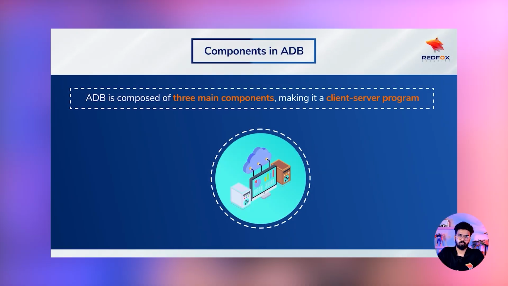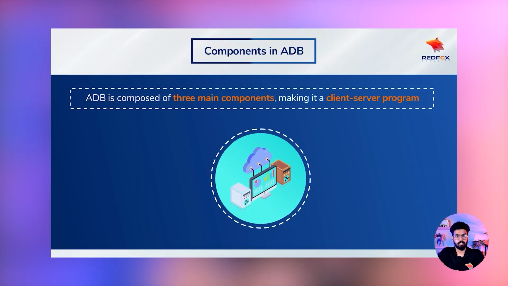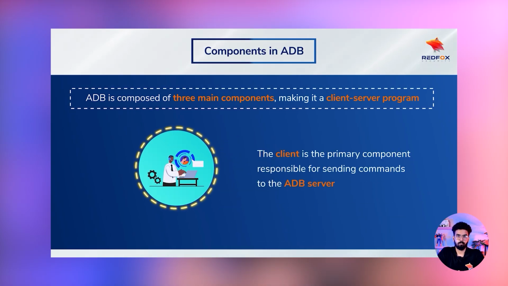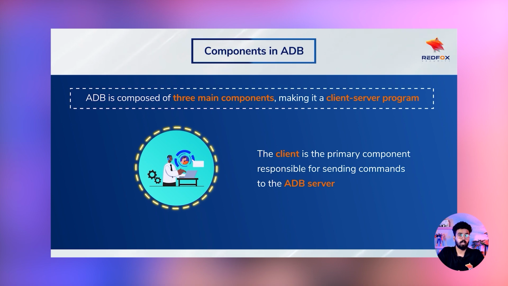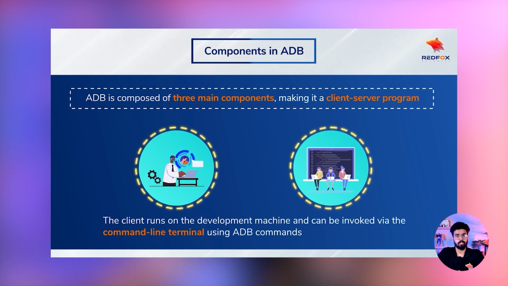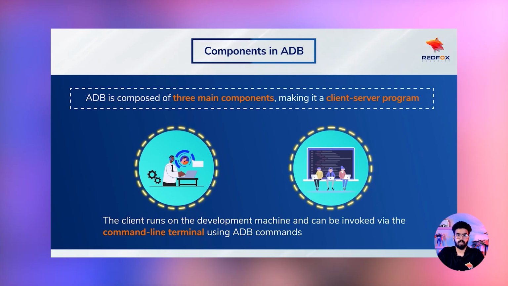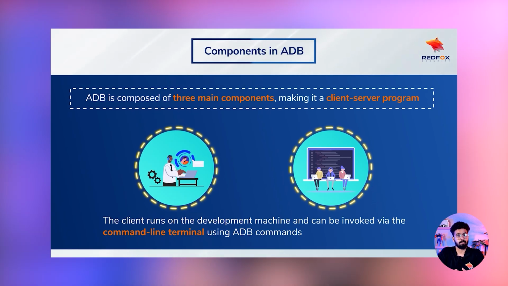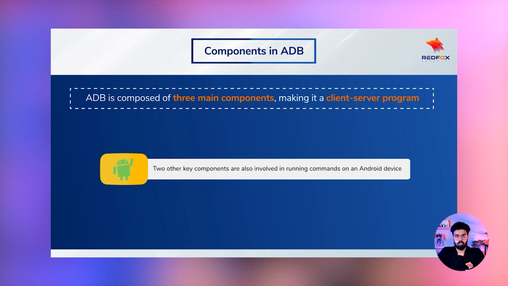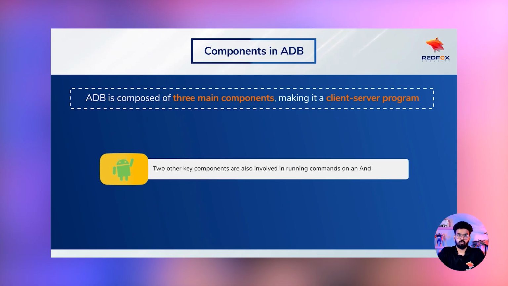ADB is composed of three main components, making it a client-server program. The client is the primary component responsible for sending commands to the ADB server. The client runs on the development machine and can be invoked via the command line terminal using ADB commands. Two other key components are also involved in running commands on an Android device.